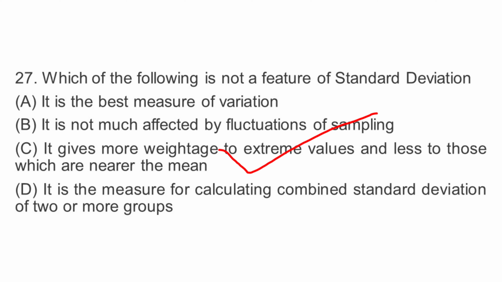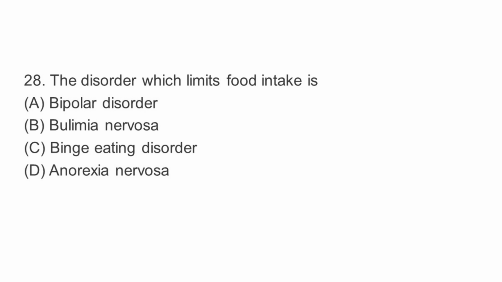Which of the following is not a feature of standard deviation? Right answer, option C. It gives more weightage to extreme values and less to those which are nearer the mean. Next one, the disorder which limits food intake is option A, bipolar disorder, option B, bulimia nervosa, option C, binge eating disorder, option D, anorexia nervosa. Right answer is option D, anorexia nervosa.